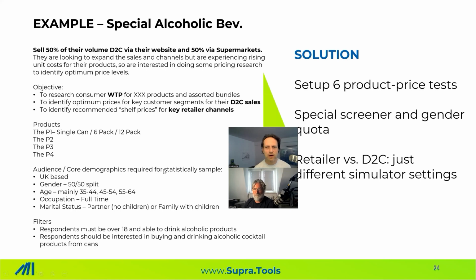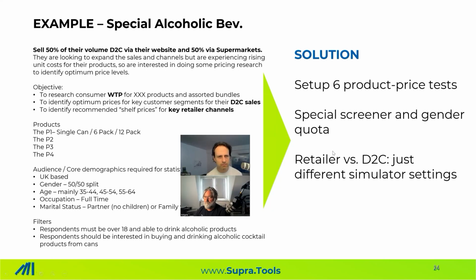So basically, these are 6 products, and they need to set up 6 product price tests. They need a special screener and gender quota, which cost 50% more on the costs to use Supra.Tools.